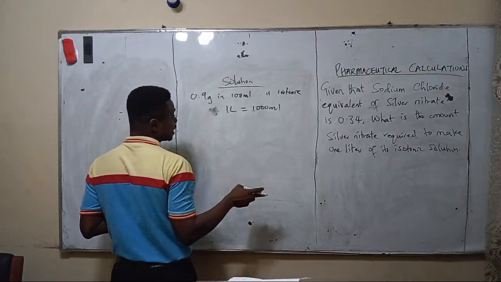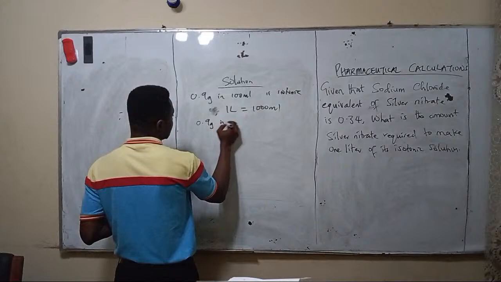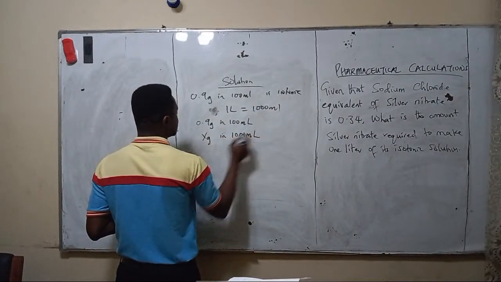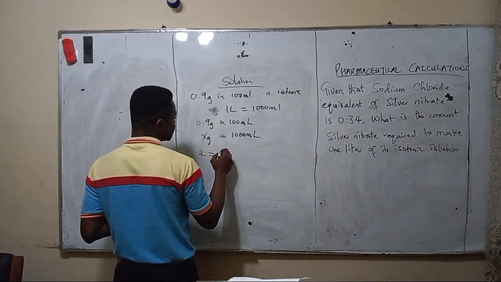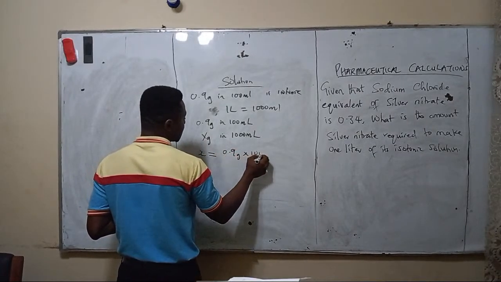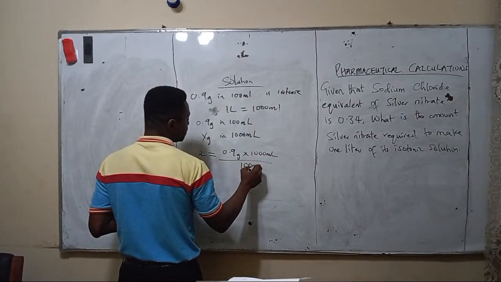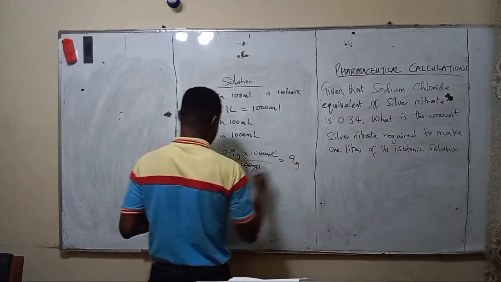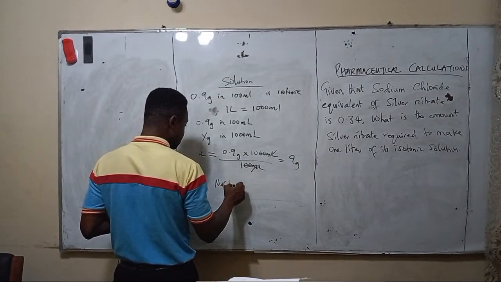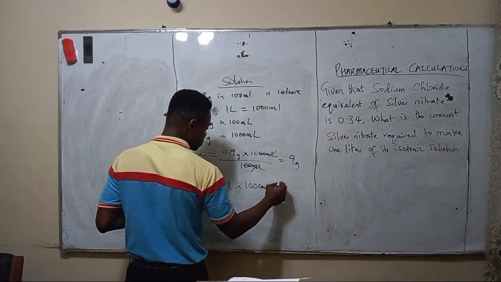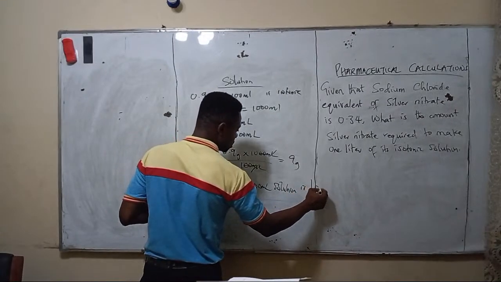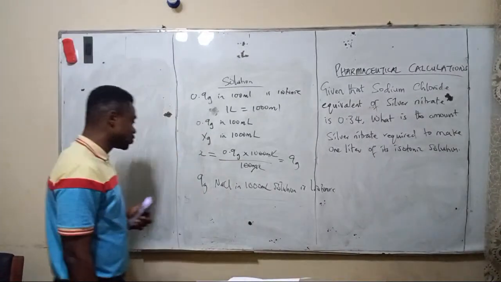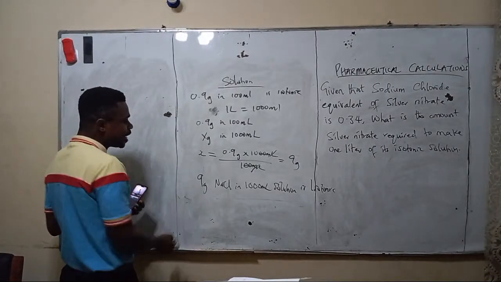So let us now set a proportion. 0.9 gram in 100 ml is isotonic. How many grams of sodium chloride in 1000 ml will be isotonic? X is equal to, we cross multiply, 0.9 gram times 1000 ml over 100 ml. ml cancels ml, and the zeros cancel. 0.9 times 10 is 9 gram. Therefore, 9 gram of sodium chloride in 1000 ml solution is isotonic.